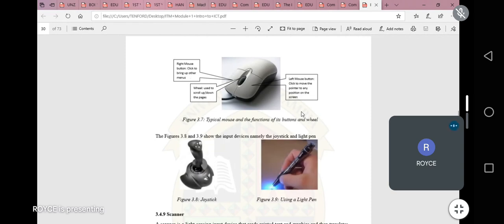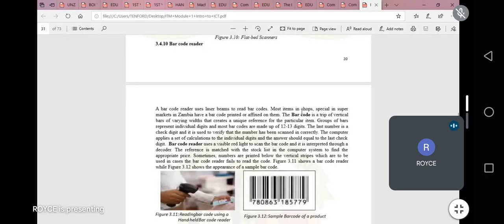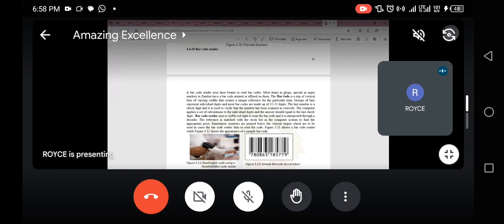We shall continue next time and look at output devices. Is that okay? Okay, great. We end here. I have to join another class at 19 hours. Can we meet tomorrow? Yes. Okay, great. We shall meet tomorrow. Then have a good night.